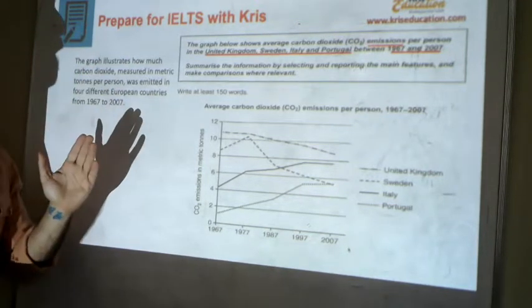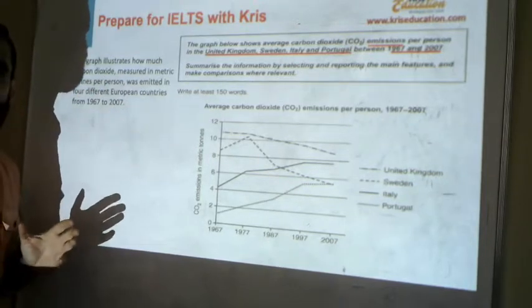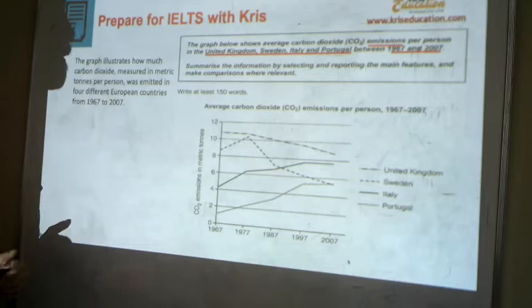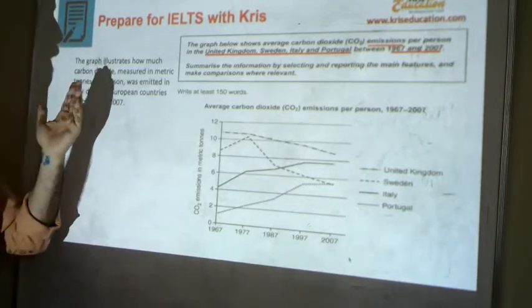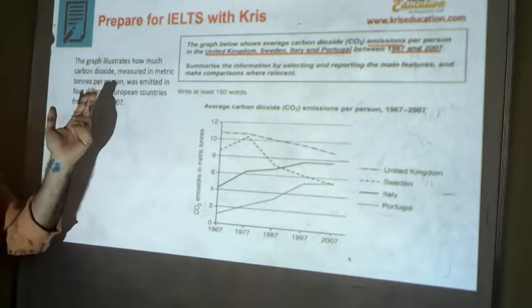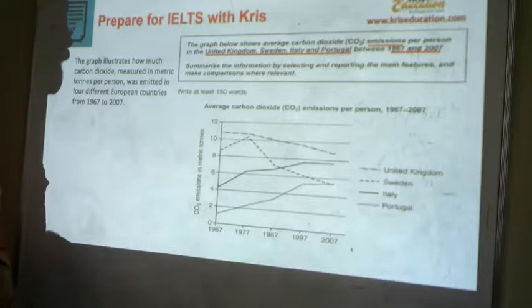So an example, and we'll see how we can write this example and how we can use this example as a model for all task 1s. So the graph illustrates how much carbon dioxide measured in metric tons per person was emitted in 4 different European countries from 1967 to 2007.